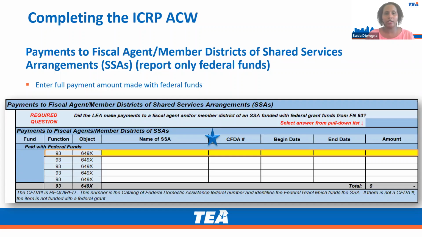Payments to fiscal agent and/or member districts of an SSA are considered excluded cost in the indirect cost rate calculation, except for the first $25,000 of each payment, which is counted as direct cost. Although you'll input the total amount of the SSA payments, the final ICRP will calculate as direct cost only the first $25,000 of each of the payments, and the remainder of each payment will be considered excluded. So you're going to enter here the full amount of expenditure.